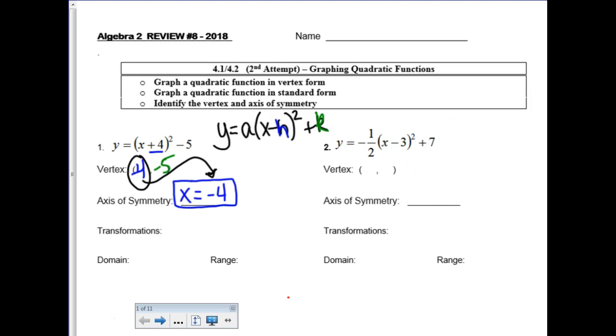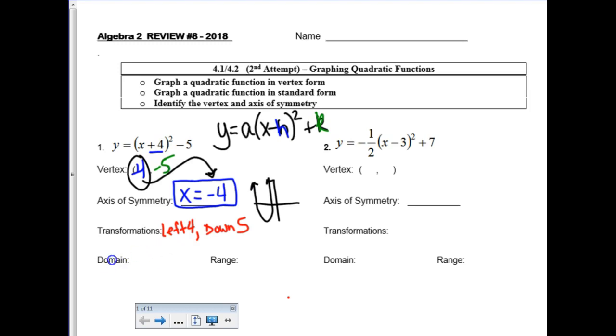Transformations, I'm looking for things like right, left, up, down. So this one would have been shifted, and this time you could graph it if you're not sure, but it's definitely shifted left 4 and then down 5. And you might want to graph it if I ask you for domain and range on your graphing calculator. So you would just type it into y1, but this is a parabola that's been shifted left 4 and down 5, so now I don't know exactly what it looks like, but something like this.